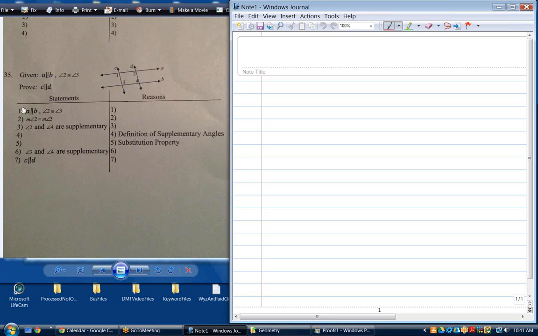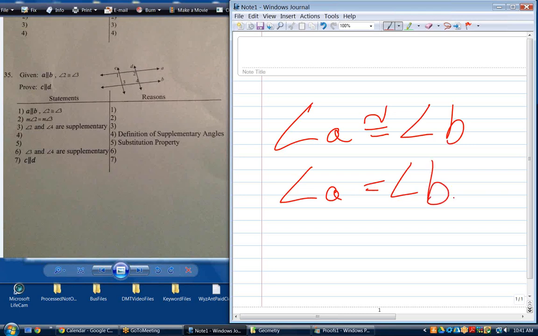Okay, so A is parallel to B, angle 2 is congruent to angle 3. What's the reason for that? Given. The measurement of angle 2 is equal to the measurement of angle 3. Is that like alternate interior or something? No, that's just the definition of congruency. In other words, if I have angle A congruent to angle B, I can say that angle A equals angle B. It's a little bit of what appears to be an unnecessary step.